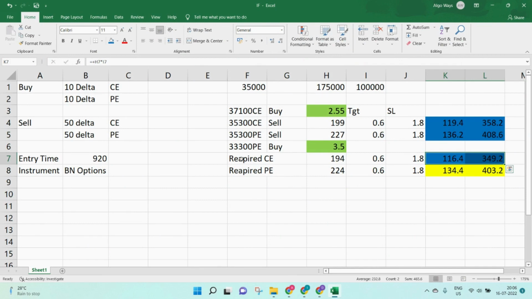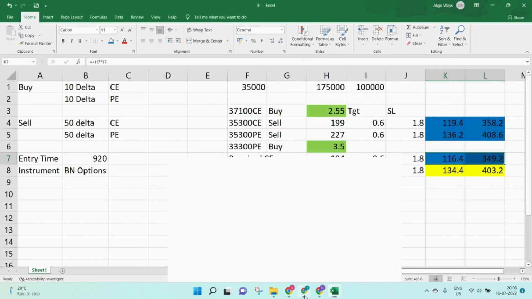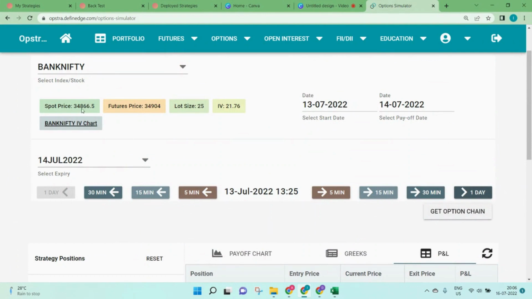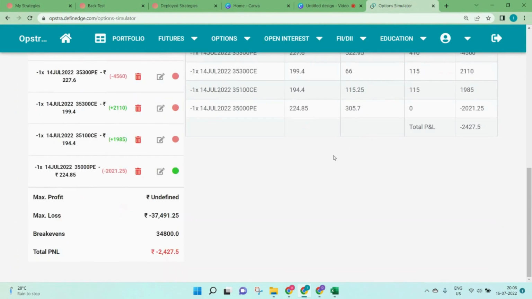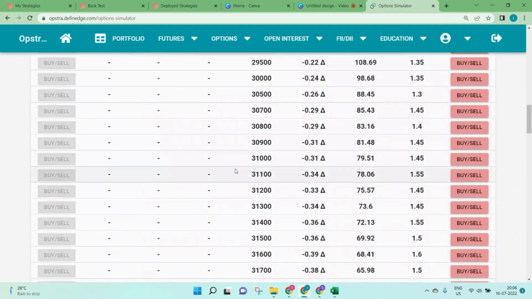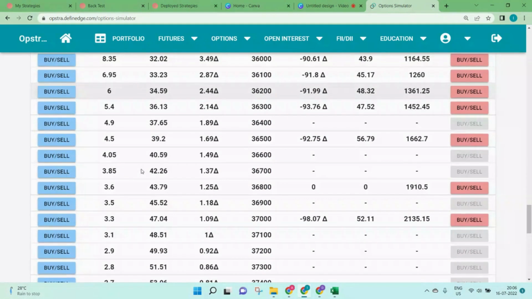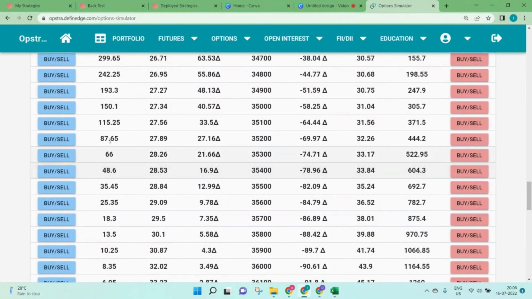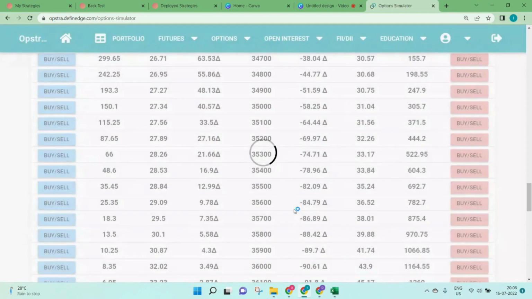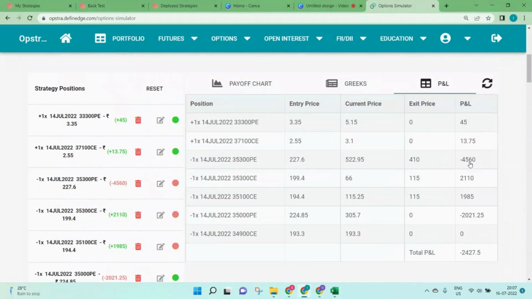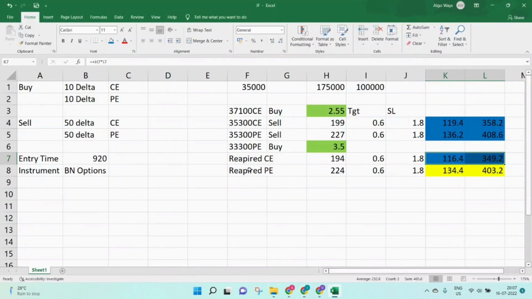This is exited. So now we have to sell the CE again at ATM. ATM is 34,900 CE. So it is sold at 194, 190. Okay, 193 we take it. So now this is the repaired CE. So these two are our open legs now. 193.